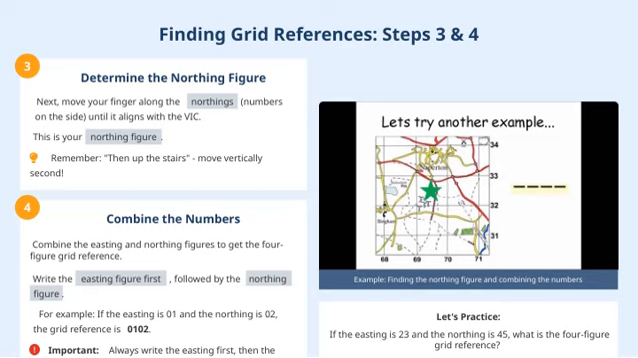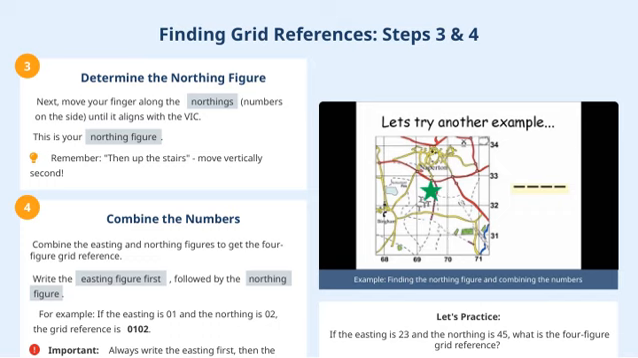Now let's look at how to find grid references, focusing on steps 3 and 4. First, determine the Northing figure. To do this, move your finger along the Northings, which are the numbers on the side of the map, until it lines up with the VIC. The number you land on is your Northing figure. Remember the phrase, then up the stairs.